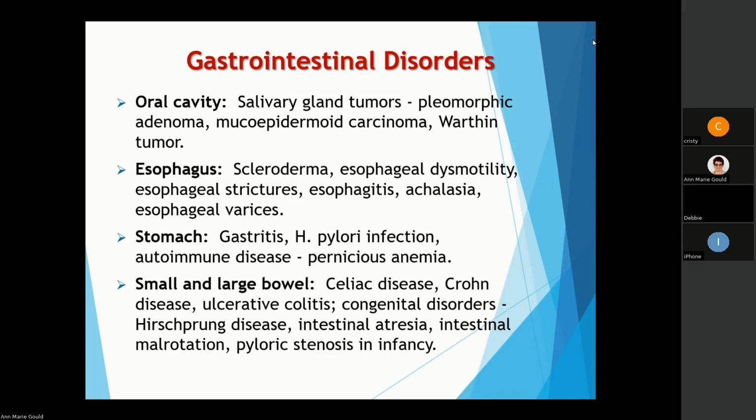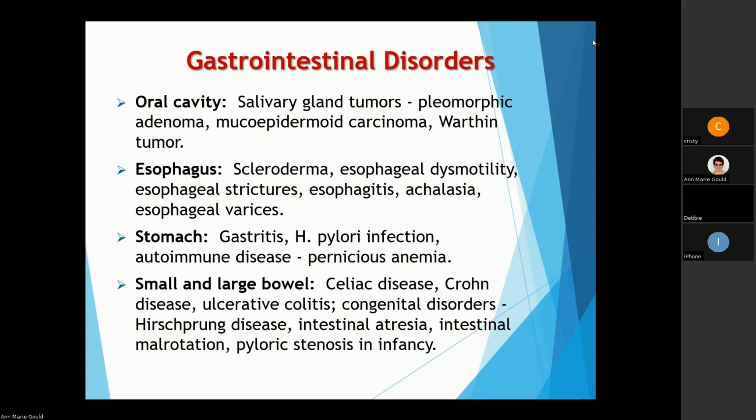Your esophagus, of course, scleroderma may develop. Esophageal dysmotility is a big one with esophageal strictures. Your esophagitis, achalasia, and esophageal varices. Of course, we'll see esophageal varices with the GI bleeders, especially if they have alcohol abuse or dependence.